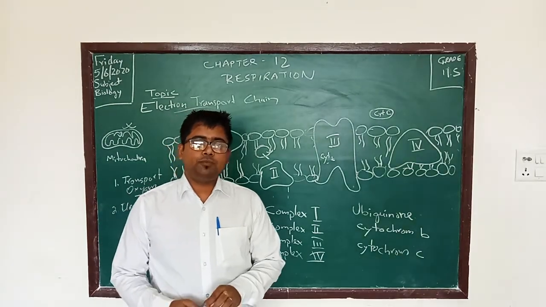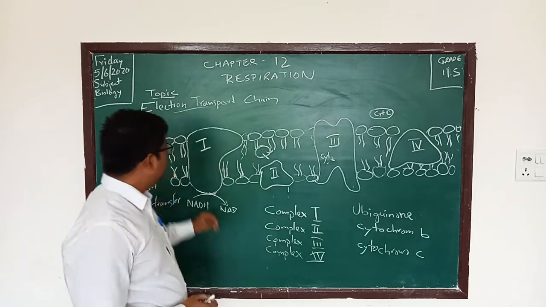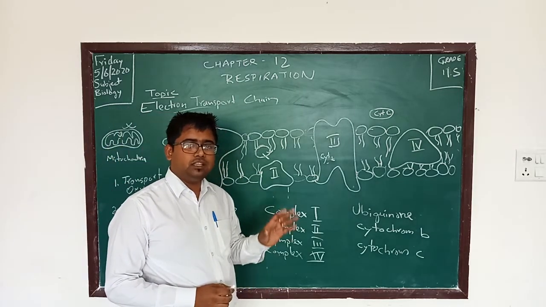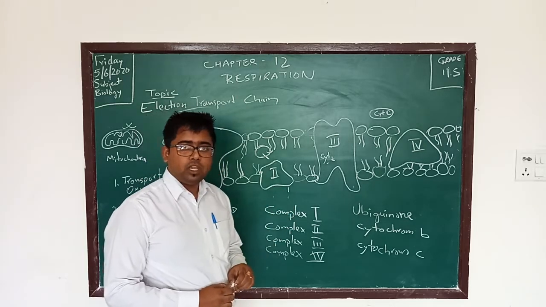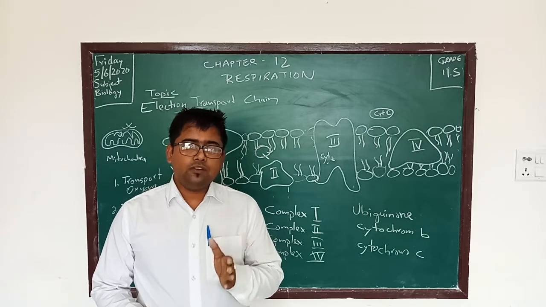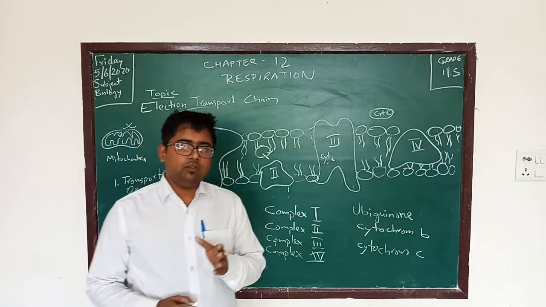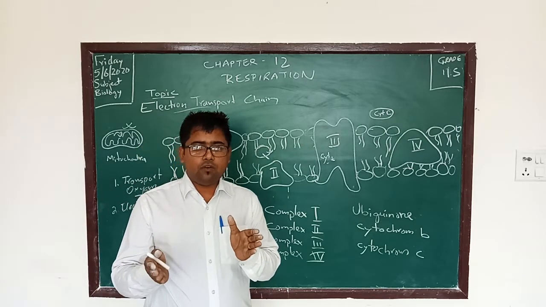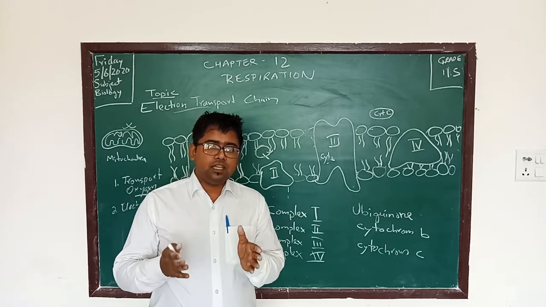Good morning, everybody. Today we are going to start a topic called the electron transport chain. It is a topic from the chapter on respiration, and it comes after the citric acid cycle. In the citric acid cycle, we have seen that the reaction happens, and then there is another product formed, and then another product that is formed based upon the enzymes which are active.